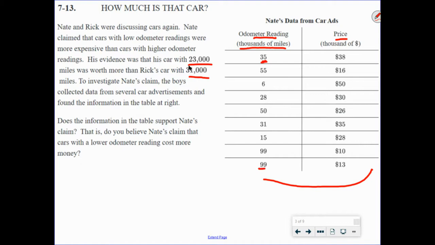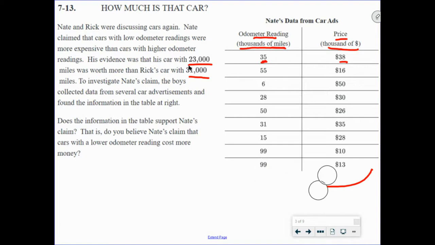Even 99,000 miles. Most cars are designed to go 100 to 200. Most cars are actually designed to go like 200,000 miles before they get really bad, okay? Some cars have gone a lot more, okay? But these numbers here are in thousands of miles, and these numbers here, this is not $38. It's thousands of dollars, okay?